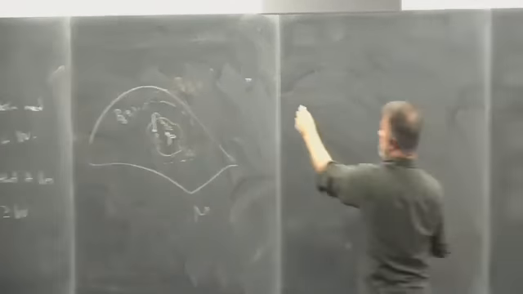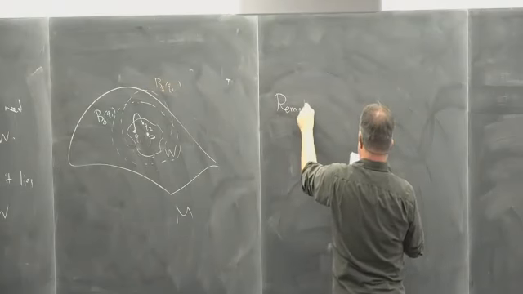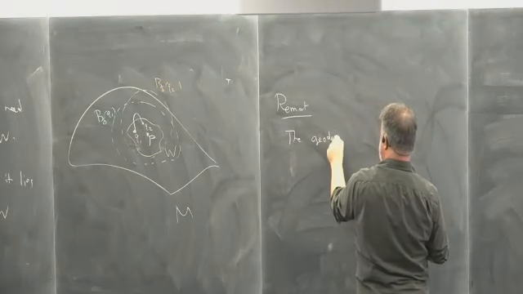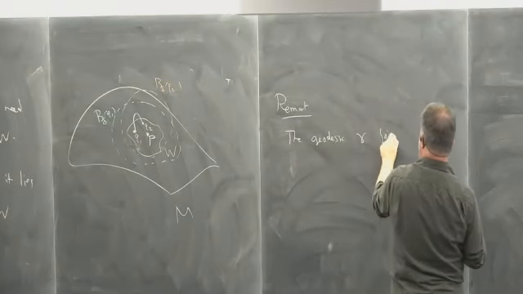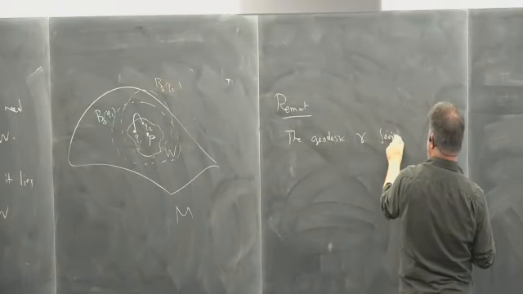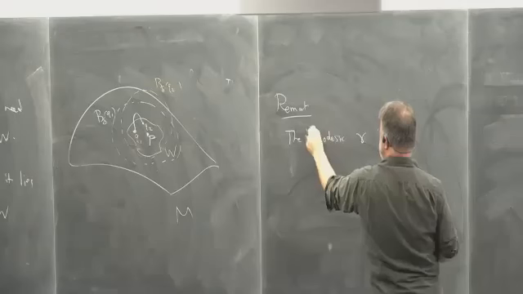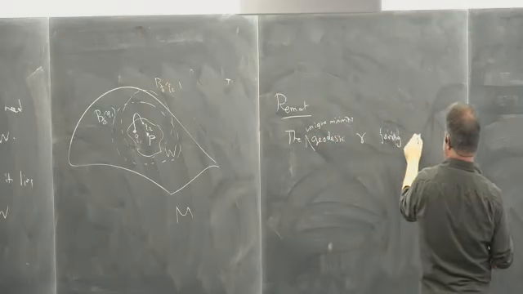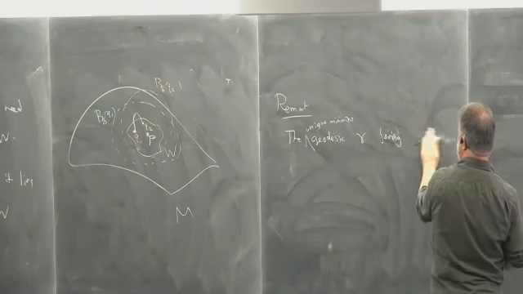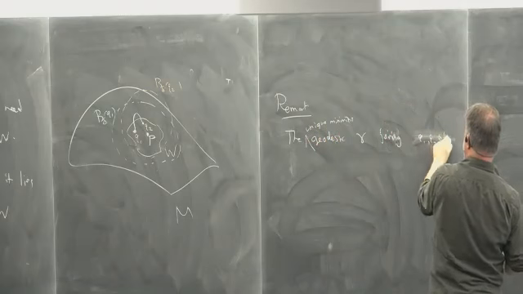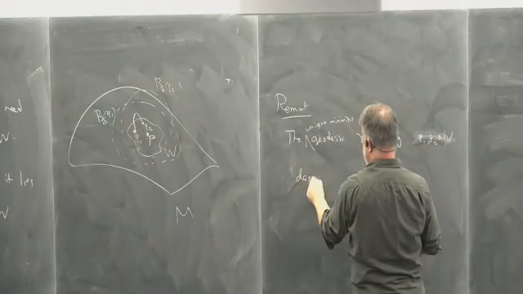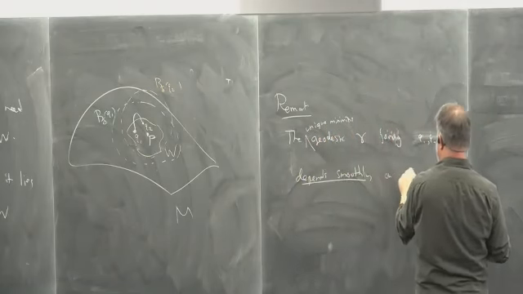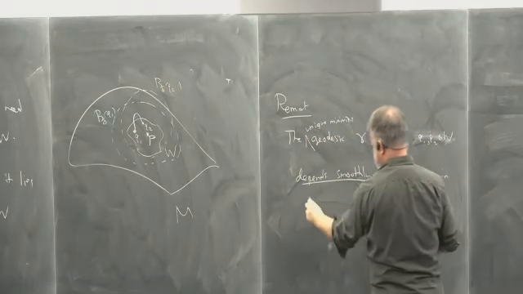So I want to make another remark. The geodesic gamma joining the unique minimizing geodesic joining Q1 to Q2, 2 points in W, depends smoothly on the 2 points, Q1, Q2, in the following sense.